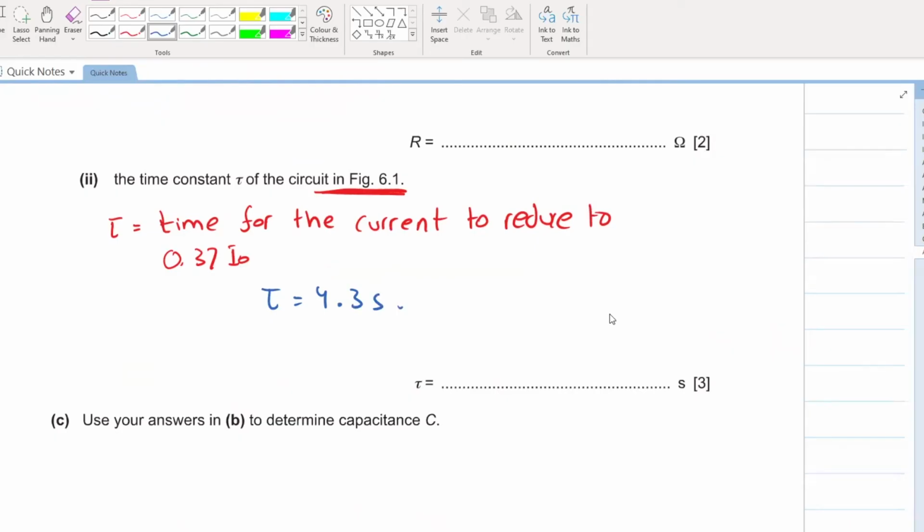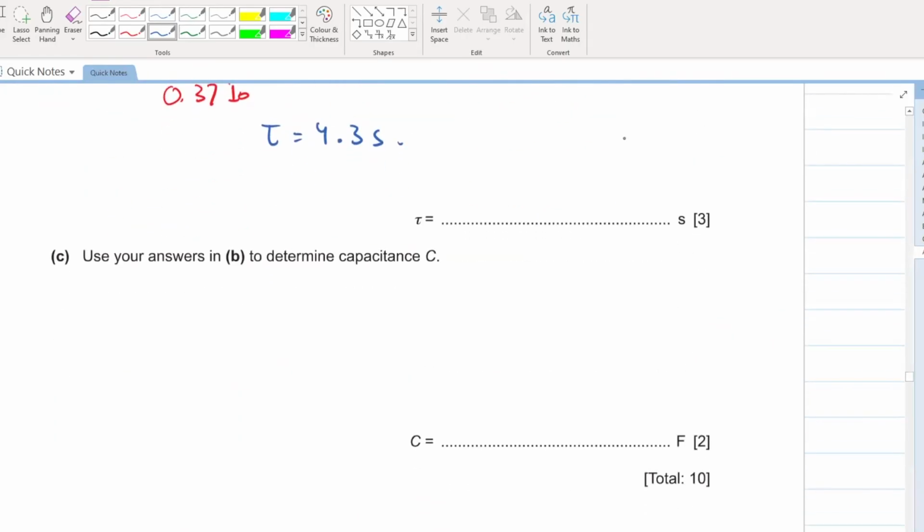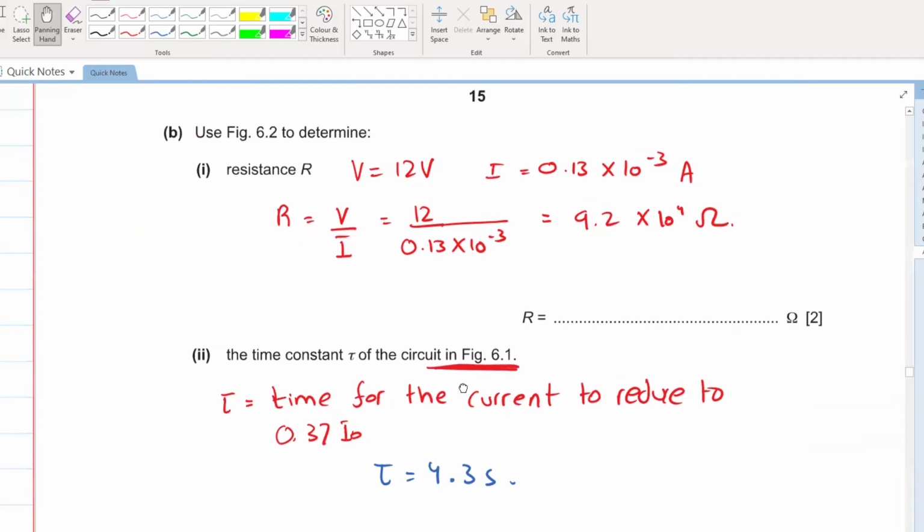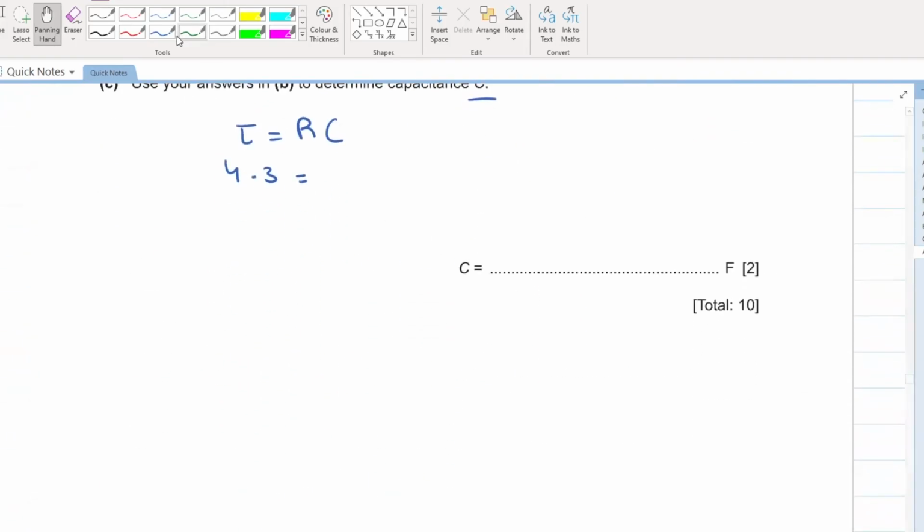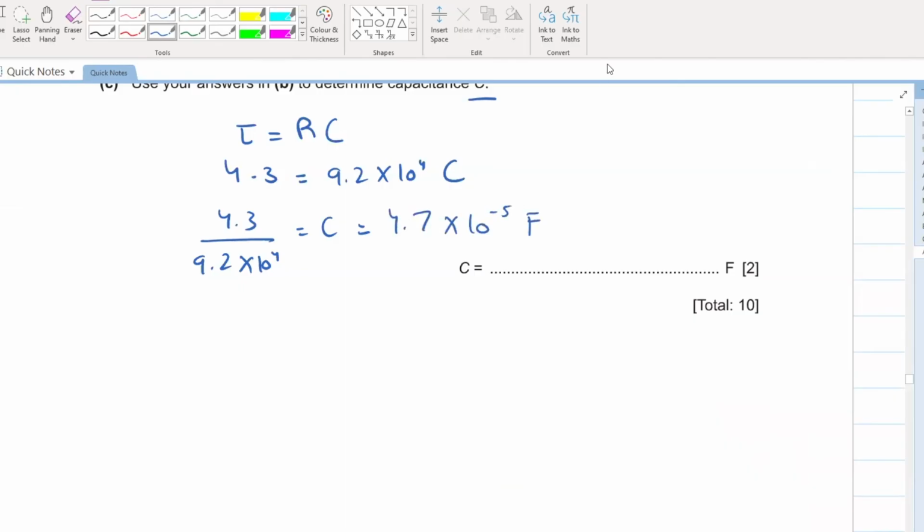ठीक है. Use your answer to calculate the capacitance. Now, what will be the capacitance? We know time constant is equal to resistance into capacitance. Time constant is 4.3. Your resistance is what? 9.2 into 10 raised to the power of 4. Can you calculate the capacitance? Yes. 4.3 divided by 9.2 into 10 raised to the power of 4 is your capacitance. What does your capacitance come out to be? 4.7 into 10 raised to the power of minus 5 farads.